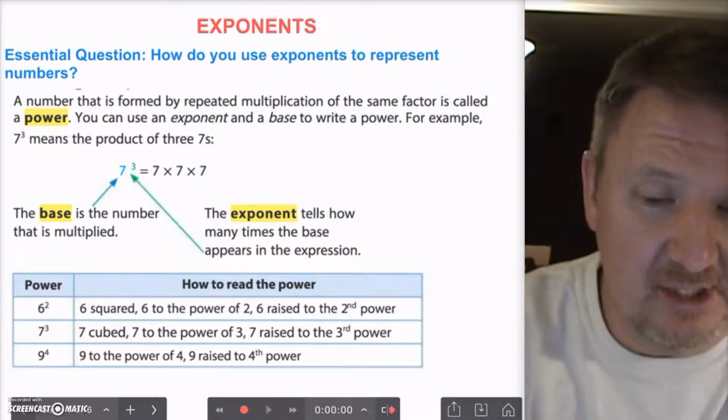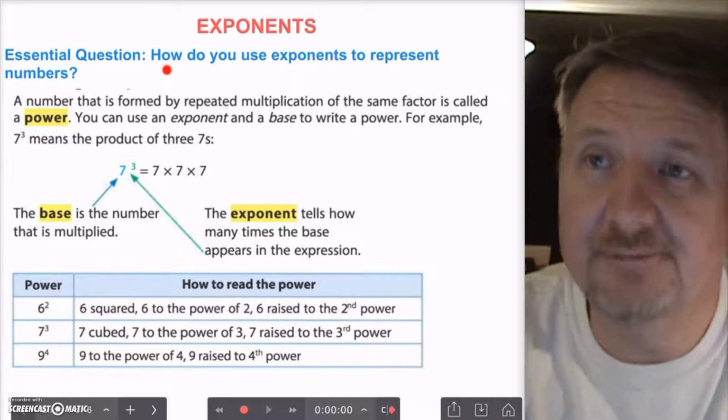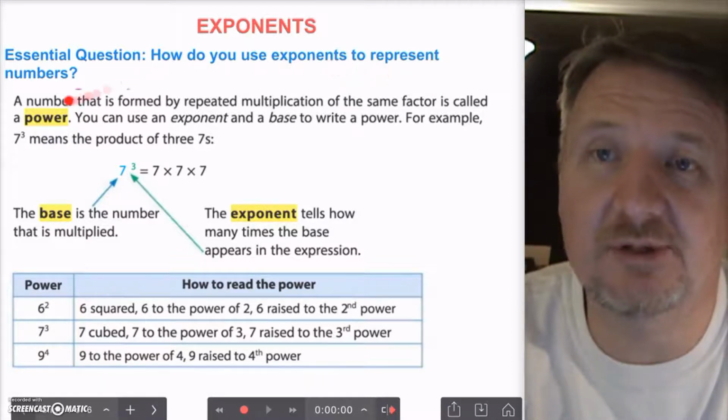Let's start by talking about what our essential question is, what I want you to know by the end of the video. How do you use exponents to represent numbers?